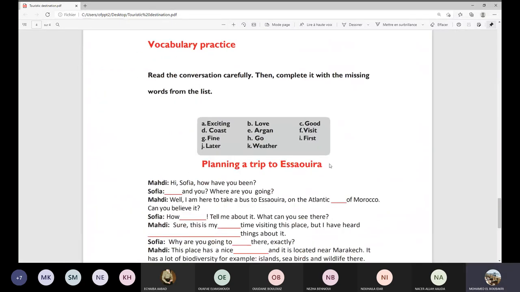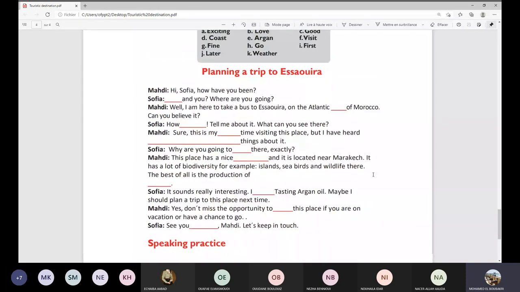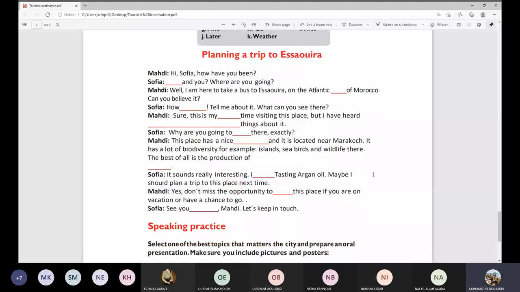Look at this vocabulary. Read the conversation carefully, then complete it with the missing words from the list. Exciting, coast, fine, later, love, argan, go, wither, good, visit, first, planning a trip to Essaouira. So here there is a conversation between Mehdi and Sofia, okay?